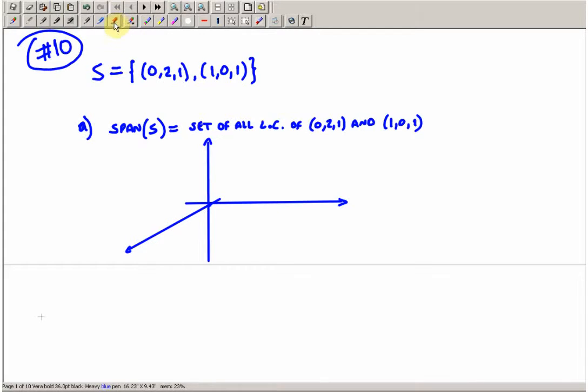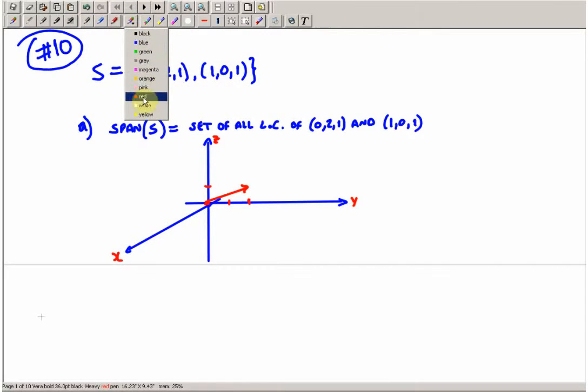Let's draw the first vector here. x is 0, y is 2, and z equals 1. This is x, y, and z. So x is 0, so it's on the yz plane. y equals 2 and z equals 1. So it should be this vector right here. And then the other vector is (1, 0, 1), x equals 1.